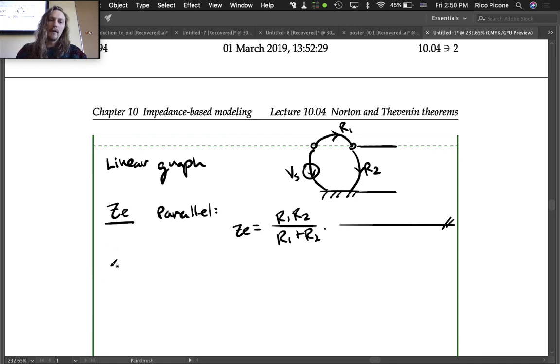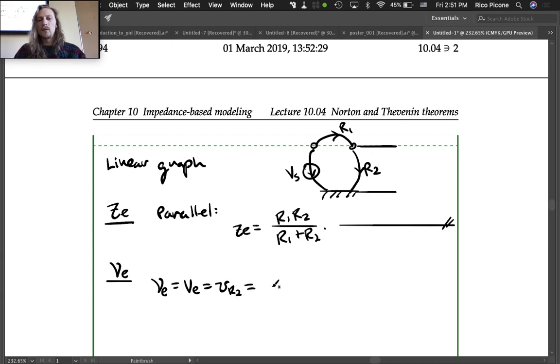If we want to find VE for the Thevenin equivalent, then we need to solve for what the cross variable will be between these output nodes. And we can see from the location of those nodes that VE is equal to, since it's a voltage source, we can use the non-script VE. And that's just going to be the voltage across R2, right?